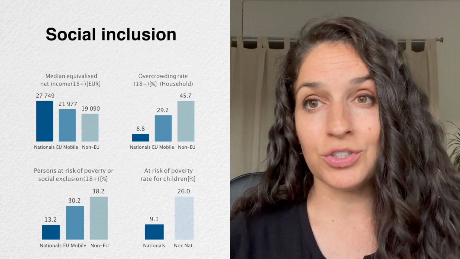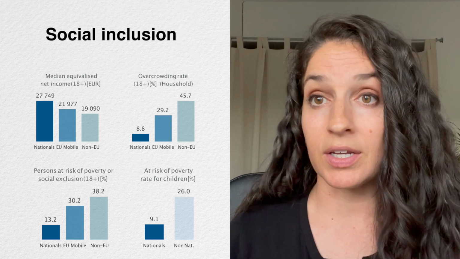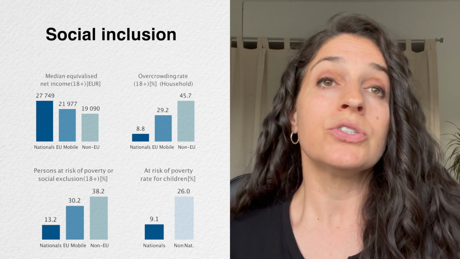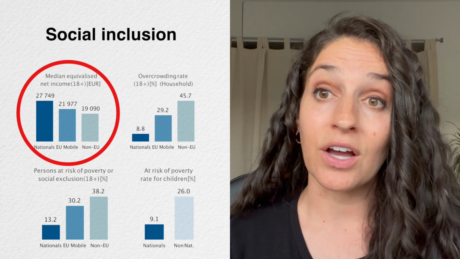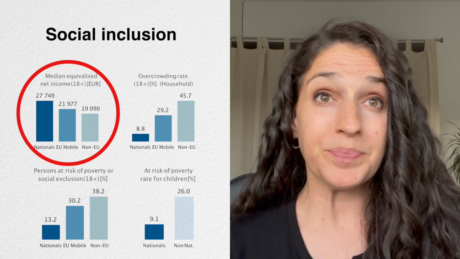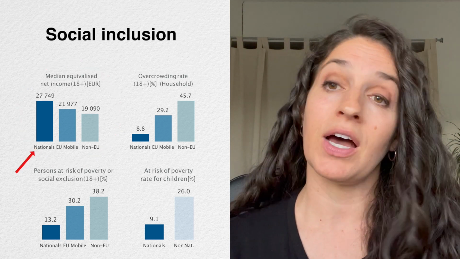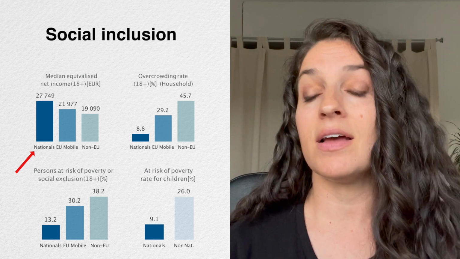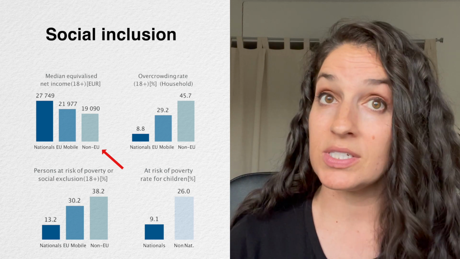Now we can move on to another indicator of social inclusion, or a few indicators of social inclusion. So the first that we're going to look at here is the median income of people in the country. And what you can see also very clearly is that nationals have the highest income, whereas immigrants coming from outside of the EU have the lowest income.